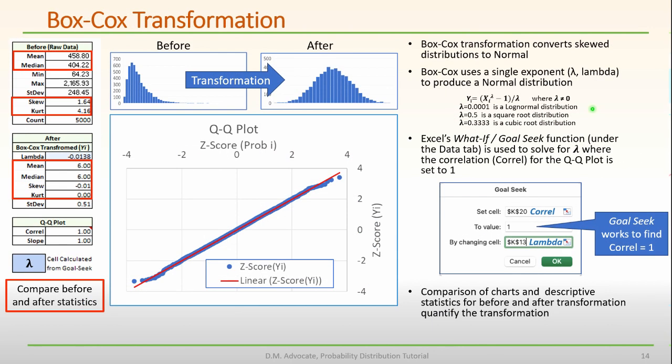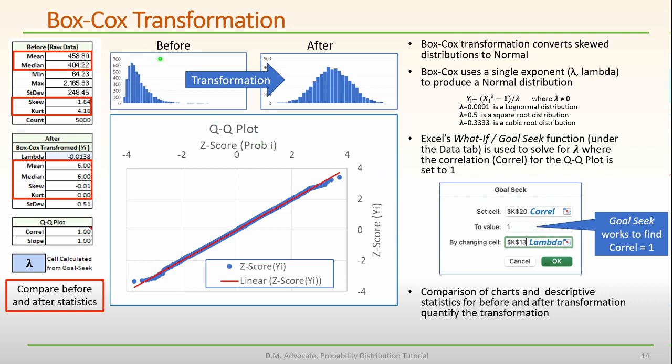In the event you want to compare two distributions but they're not normal, you can use the Box-Cox transformation to convert these skewed distributions to normal. The Box-Cox uses a single exponent, lambda, to produce the normal distribution. Here is the formula that you can implement in Excel. To solve for the lambda, you can use Excel's What-If goal-seek function under the Data tab, where the correlation for the QQ plot is set to 1, as we can see here.